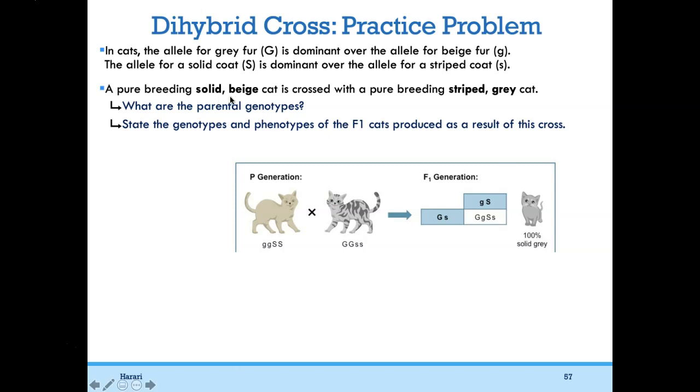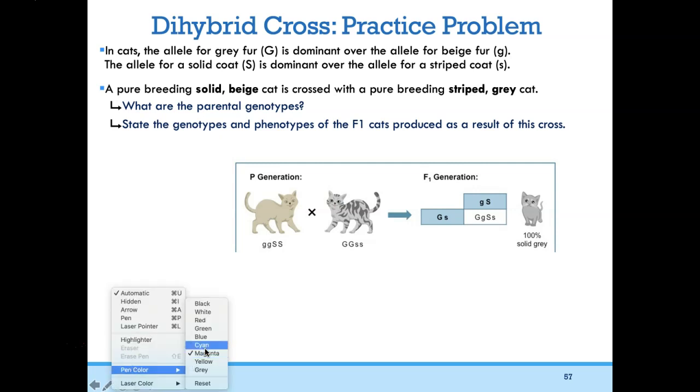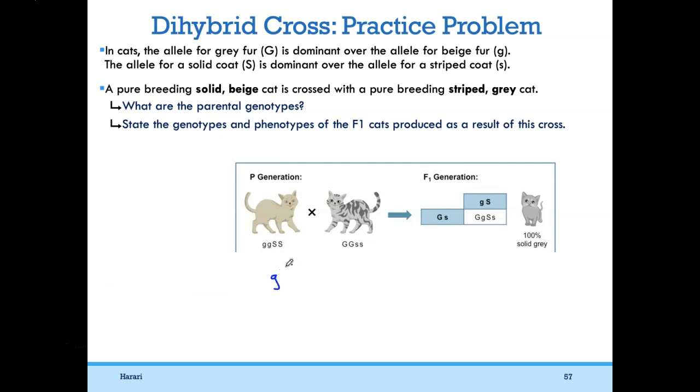So, if we have a solid and beige cat, and they're pure breeding, we know that it must be little g, because that's what encodes for beige fur, and big S is solid. And then the striped gray cat would be big G, little s. When these cats mate, they would produce an F1 generation that are all solid and gray. Because this cat over here can only give one type of offspring. It can only give little g, big S, which is shown here. This cat over here can only give a big G, little s.